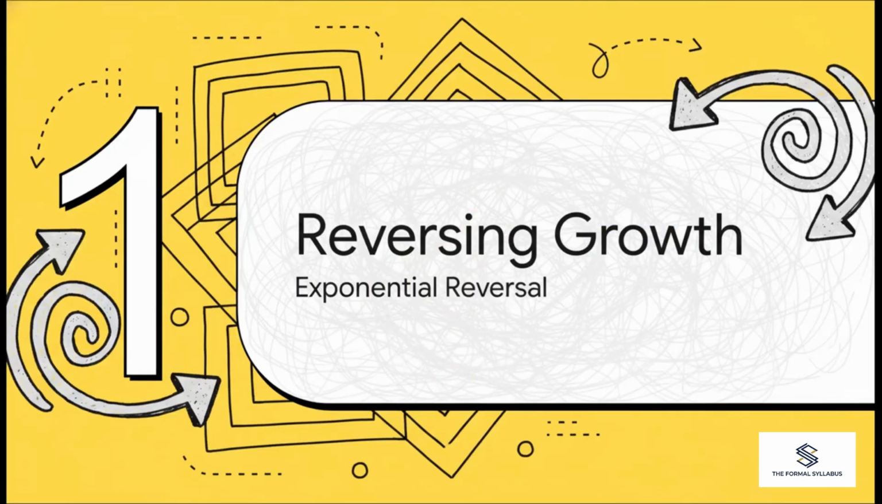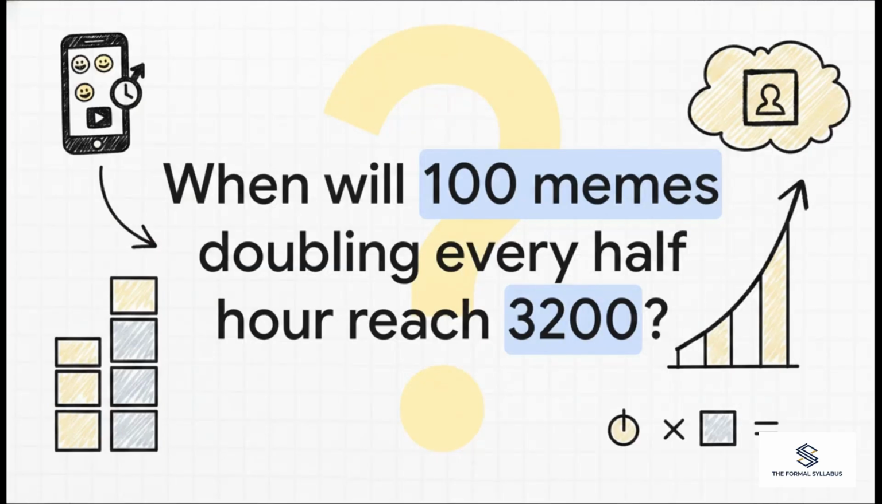Okay, part 1, reversing growth, the exponential U-turn. So to really understand logarithms, we first need to understand their exact polar opposite, the exponent. Picture a real-world scenario with me. Think about a viral meme spreading on social media. Let's say the number of posts featuring this meme literally doubles every half hour. We start with 100 original posts. The big question is, how much time will pass before the number of posts hits 3,200?